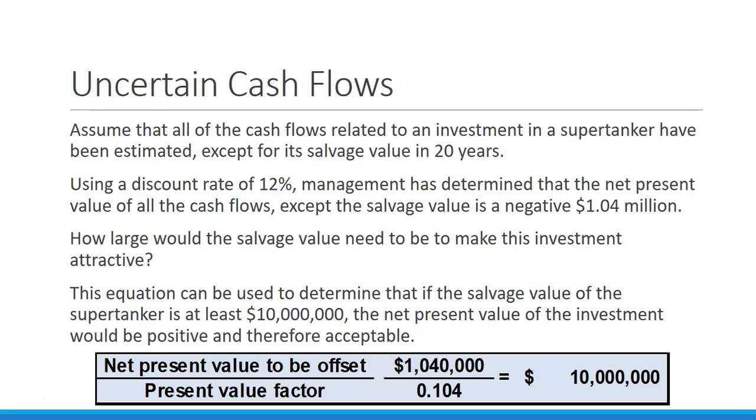How large would the salvage value need to be to make this investment attractive? The net present value that we have to offset is $1,040,000. Our present value factor is 0.104 because we use the discount rate of 12%. So that means the salvage value of this super tanker must be a minimum of $10 million before we could accept this project.